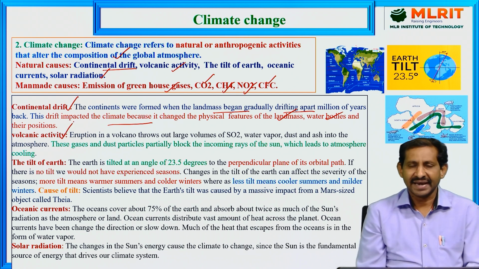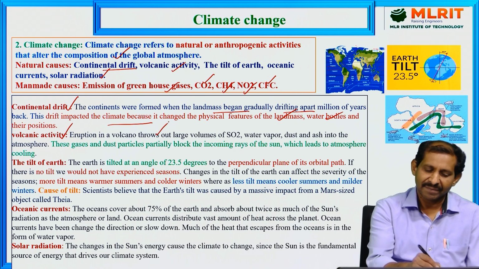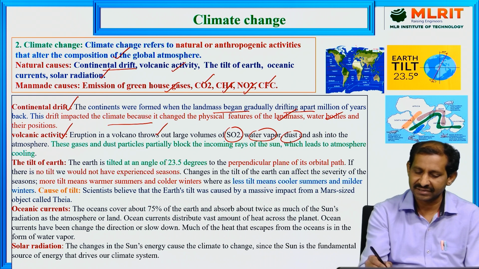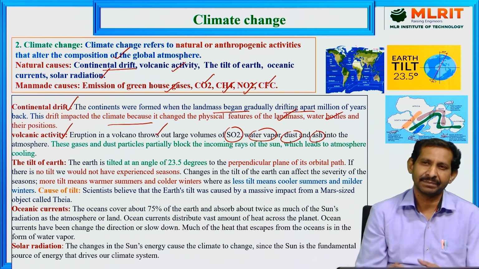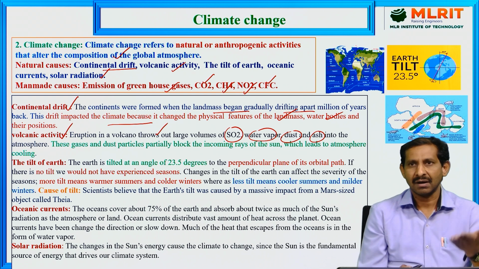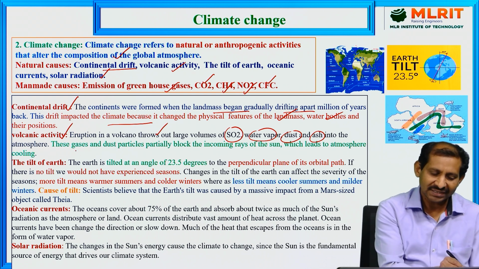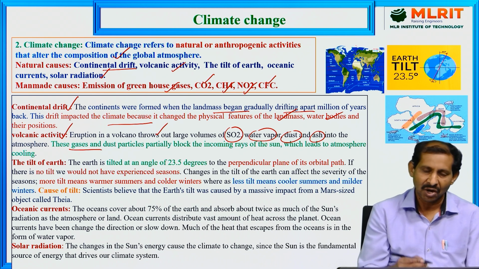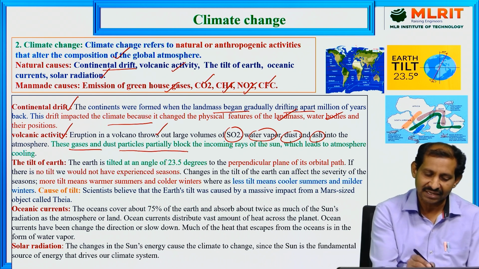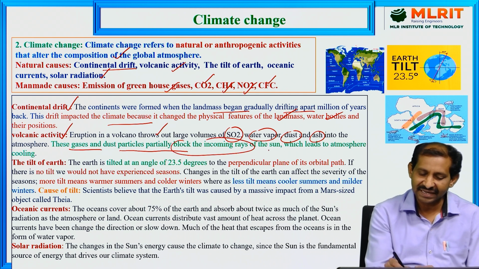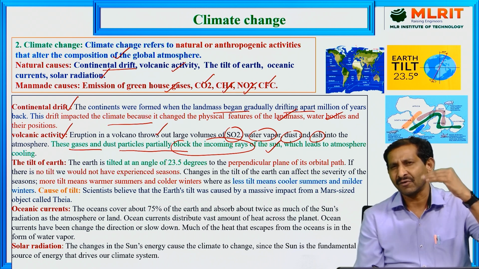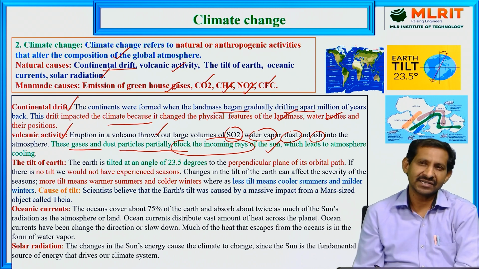Volcanic activity. When volcanoes erupt, a large amount of sulfur dioxide, water vapor, dust and ash comes out and enters the atmosphere. Once these gases and particles, either sulfur dioxide, water vapor, dust or ash, enter the atmosphere, they block the incoming rays from the sun. So when the atmosphere accumulates more dust, water vapor or sulfur dioxide particles, the incoming solar radiation is blocked.